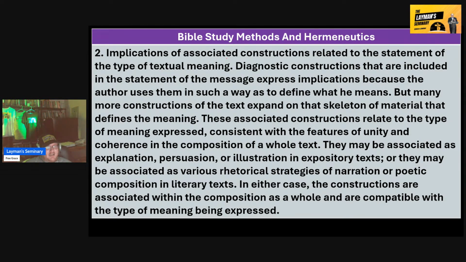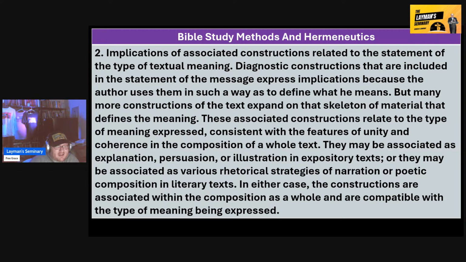2. Implications of associated constructions related to the statement of the type of textual meaning. Diagnostic constructions that are included in the statement of the message express implications because the author uses them in such a way to define what he means. But many more constructions of the text expand on the skeleton of material that defines the meaning. These associated constructions relate to the type of meaning expressed, consistent with the features of unity and coherence in the composition of a whole text.